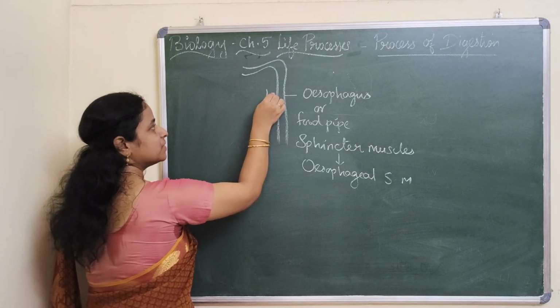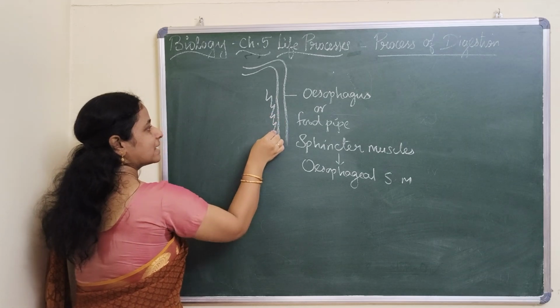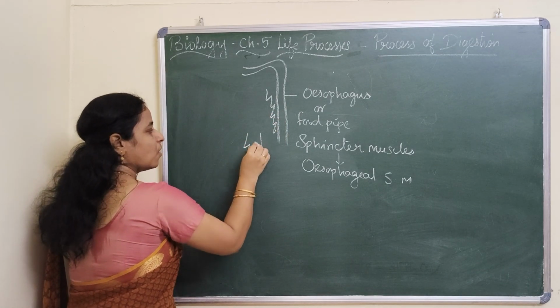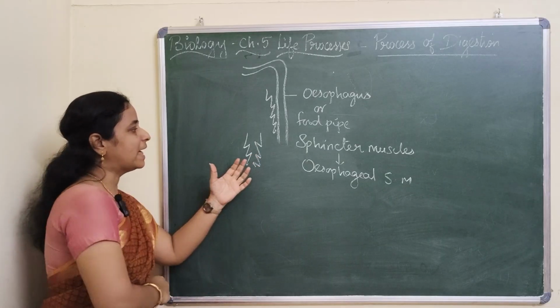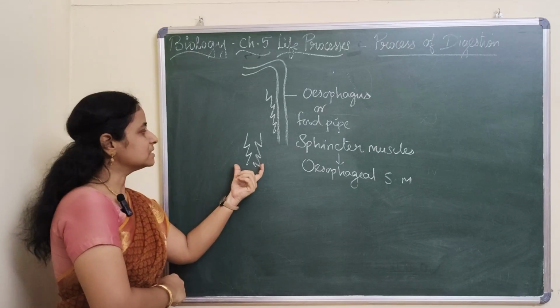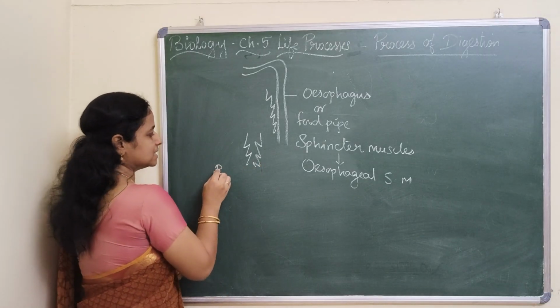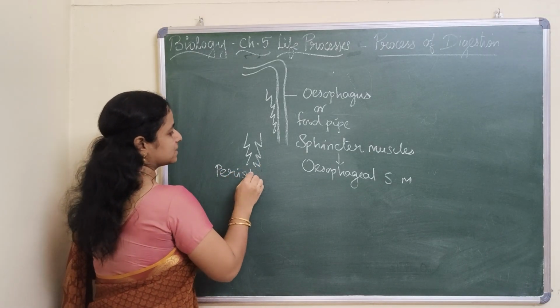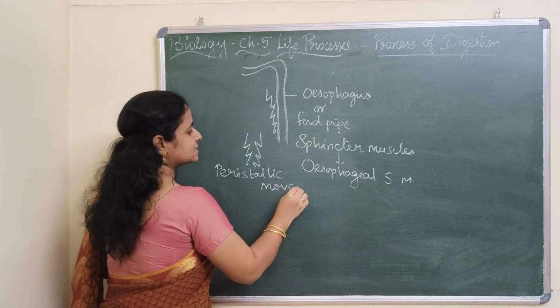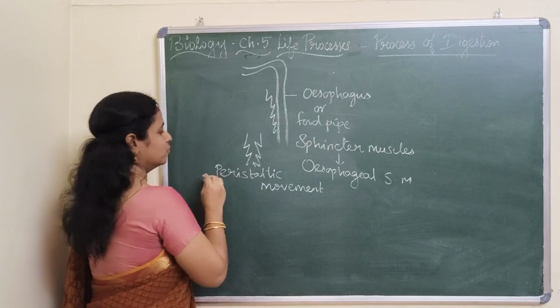These esophageal sphincter muscles will contract and relax. Say for example, the movement will be like this. The contraction and relaxation of these muscles will help in easy movement of food into the esophagus. This kind of movement you call peristaltic movement.